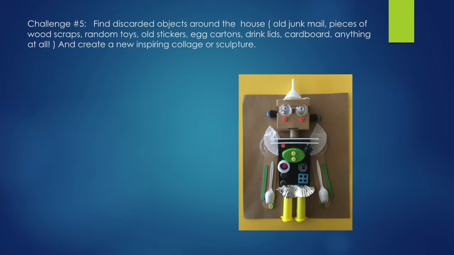Challenge number 5. Find discarded objects around the house, things that you probably would throw away. Now, you want to make sure it's clean. You don't want anything that had food on it. But you can use bottle caps and empty cupcake holders and random scraps of paper or random scraps of cloth, little toys, egg cartons, and you put them together and you create something. You can create kind of a sculpture, or you can create a picture just like this one. It's kind of a collage using things that you have found.